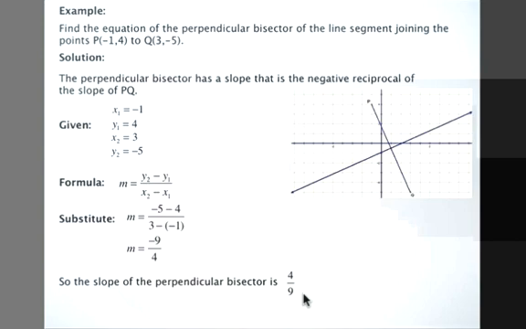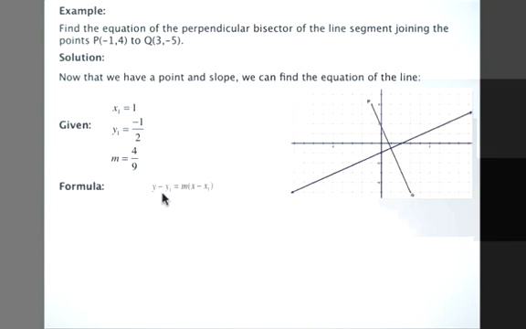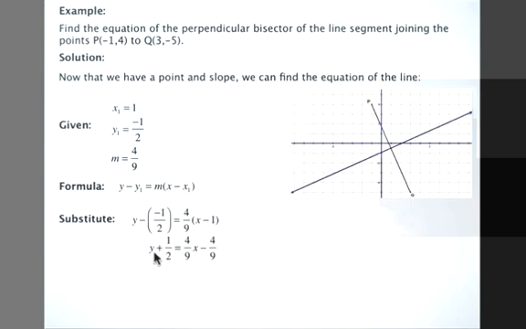Now that we have a slope and a point, we can use our formula to find the equation of a line. So we're given a point of 1 and -1/2 since we're using our midpoint, and a slope of 4 over 9. Write down our point slope equation of the line and sub in. So we have y subtract -1/2 is equal to 4/9 times (x minus 1). Simplifying, we get y plus 1/2 equals 4/9 x minus 4/9.